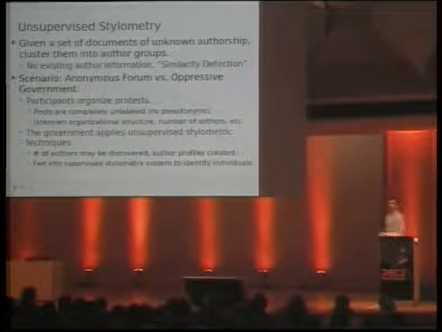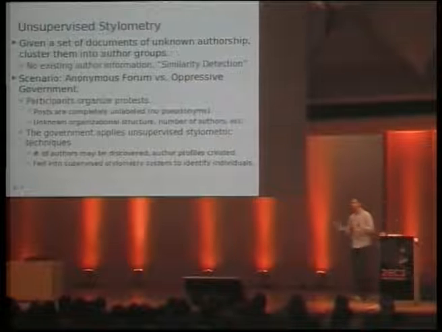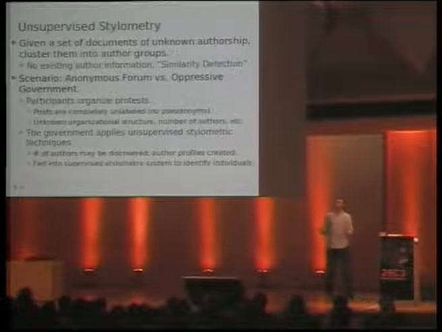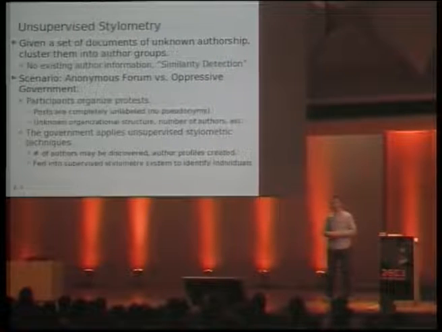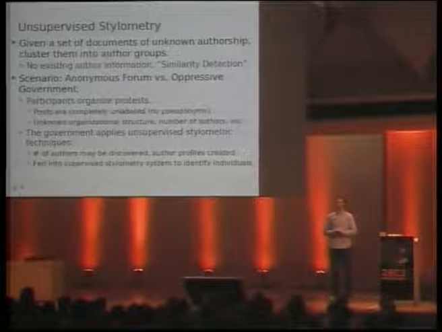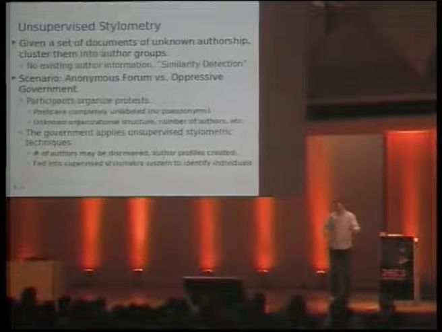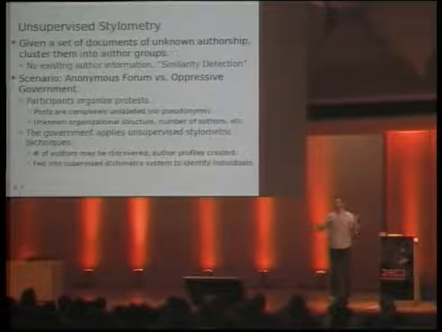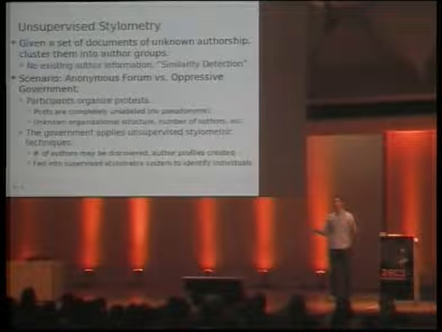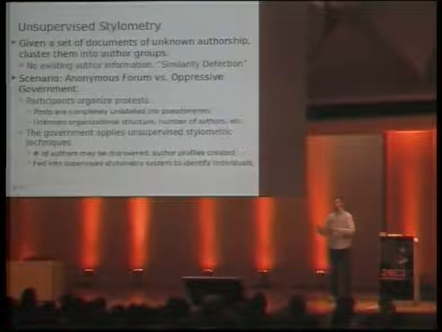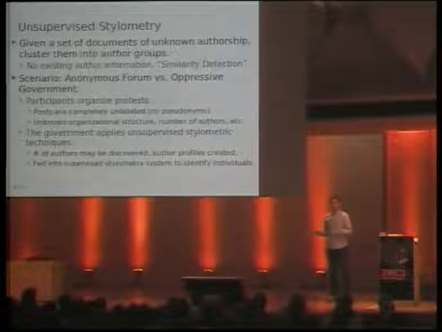In unsupervised stylometry, you have a set of documents with no prior information about the author. This is also known as a similarity detection problem. In this case, you have a whole set of unknown anonymous documents. You don't know how many authors there are. You don't know anything like that. And you want to figure out what documents are by the same author, regardless of who that author is.